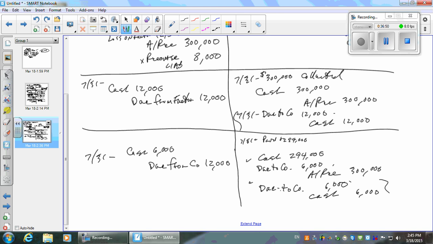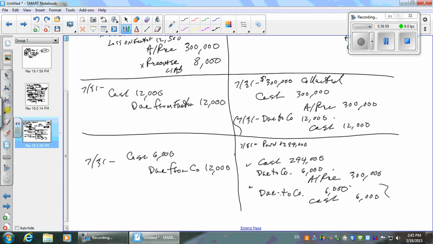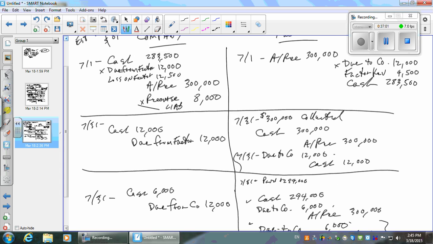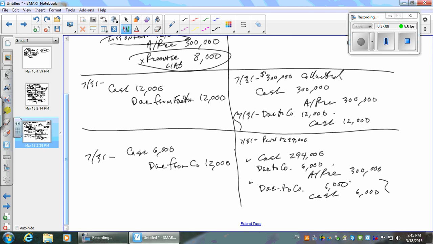So what do we do with the 6? Additional loss? We already recorded the loss. That's it on the books. We already put it in the loss. Debit the recourse liability. But wait a minute, that's only 6,000. That's 2,000 down from the recourse liability. I have 2,000 more in there. So what would you have to do?